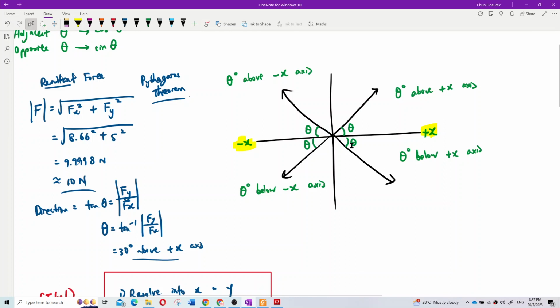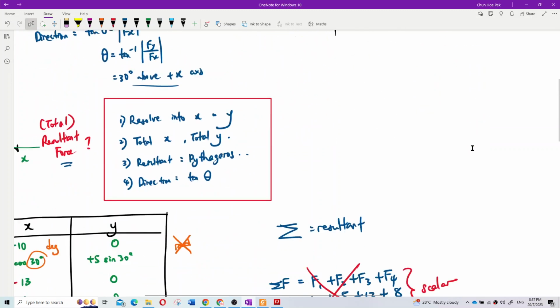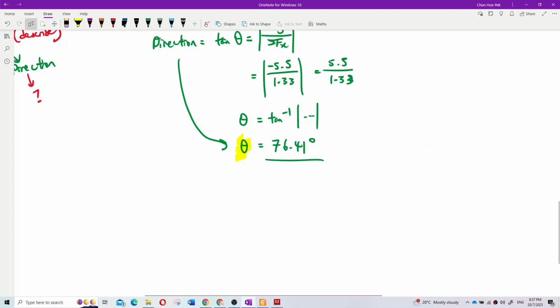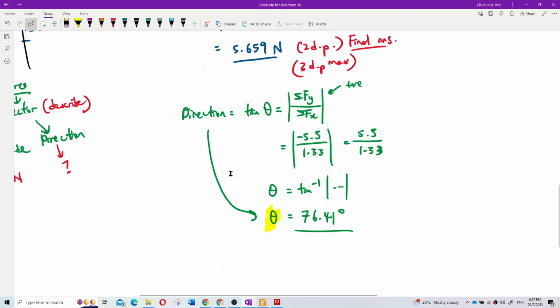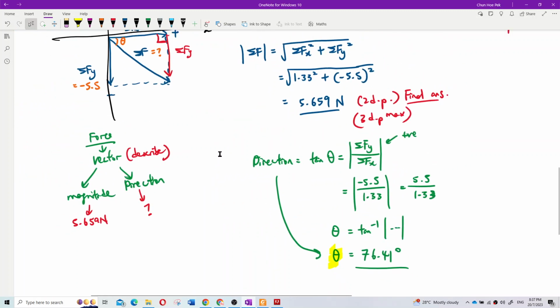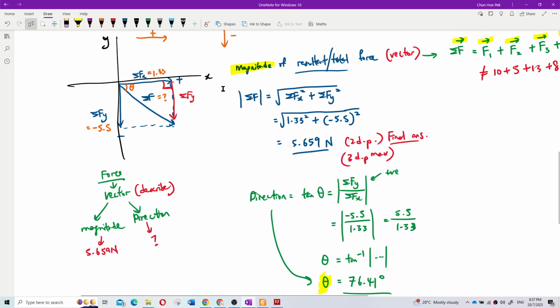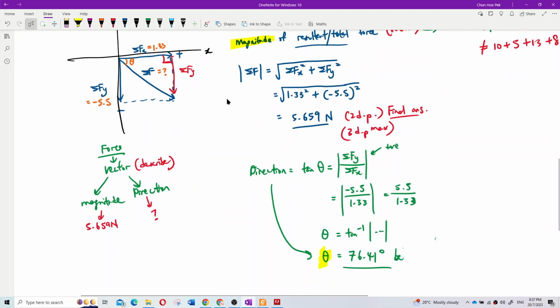And then we need to say, as I said just now, that the vector is in the fourth quadrant, so you need to say it is theta degrees below the positive axis. You need to say this whole sentence. This is important, you must say this, class. So you need to say: the direction is 76.41 degrees below the positive axis.